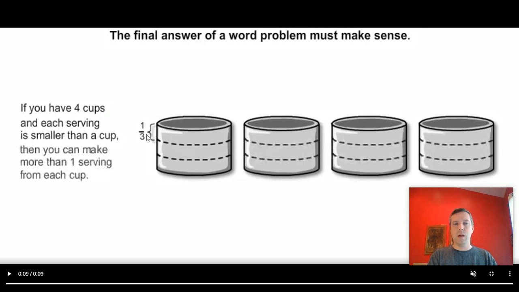If each serving size is 1/3 of a cup, 1/3, 1/3, 1/3, that means we've got 4 in our equation, 4 cups of pudding, divided by or shared into groups of 1/3. And that would tell us how many groups or how many servings we could make.